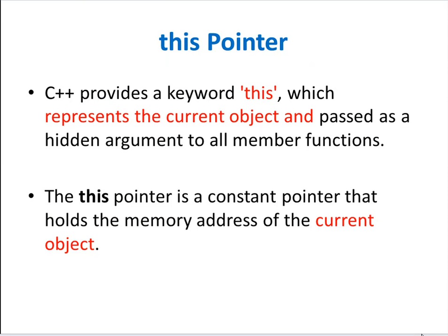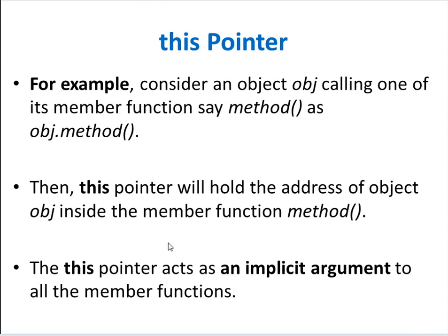C++ provides a keyword this, which represents the current object, which means it holds the address of the current object and is passed as a hidden or implicit pointer or argument to all member functions. The this pointer is a constant pointer that holds the memory address of the current object.